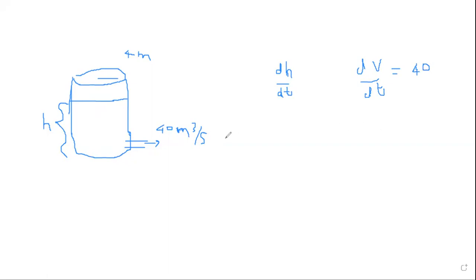So for any object, the volume V is equal to what? The area of the base times h, right? So the area is this. Now from this we can find dV over dt.